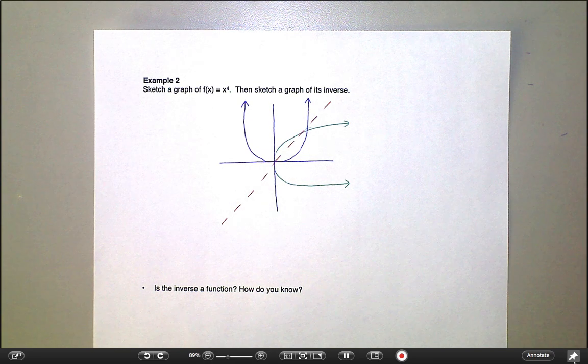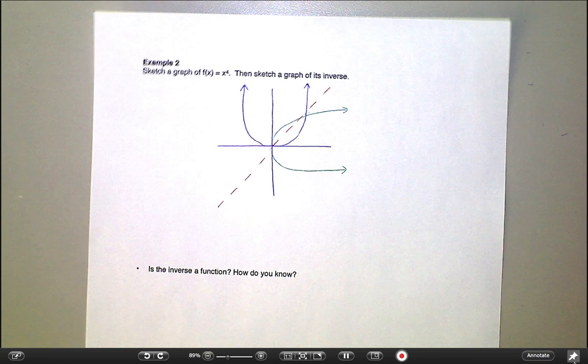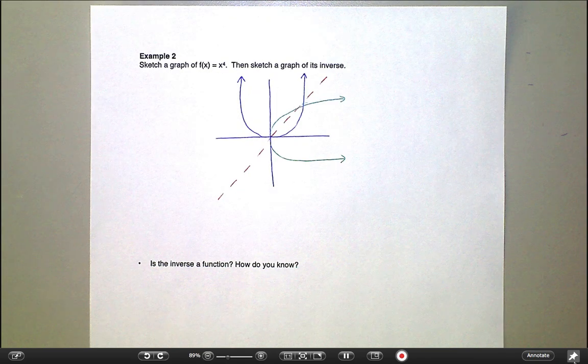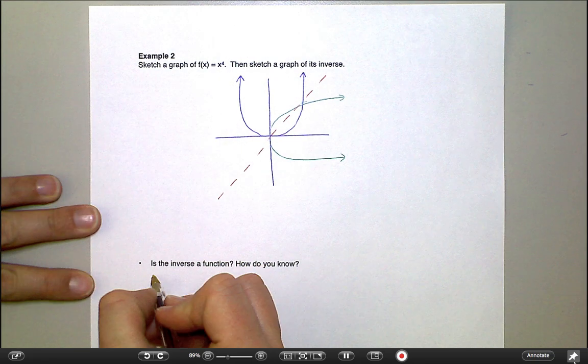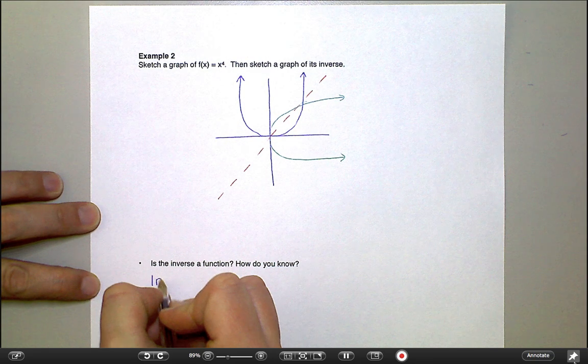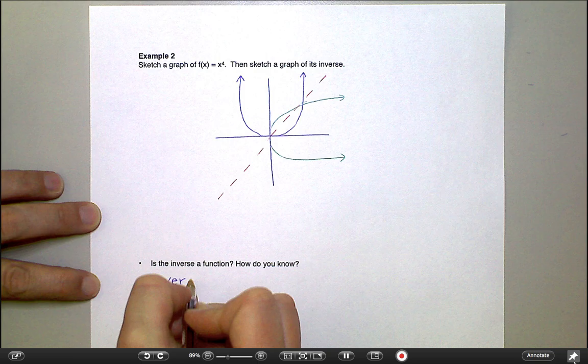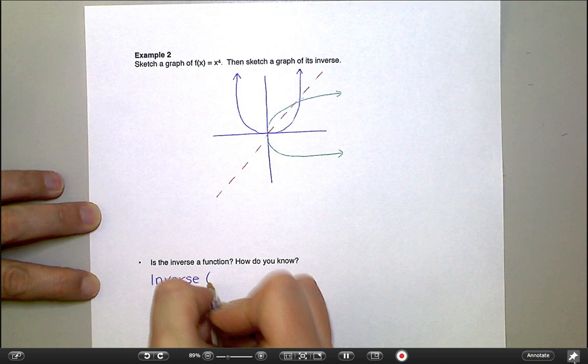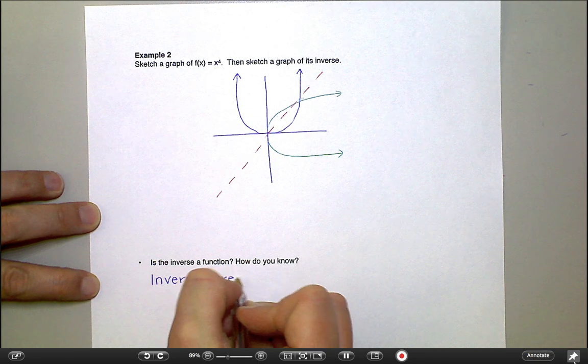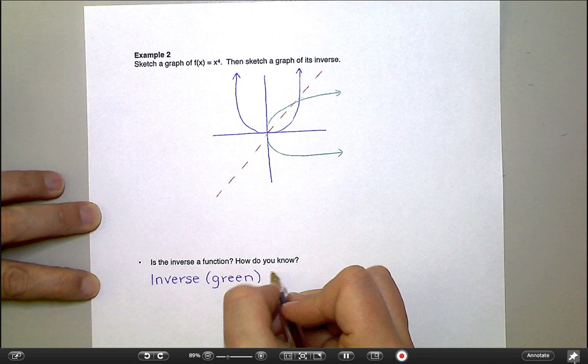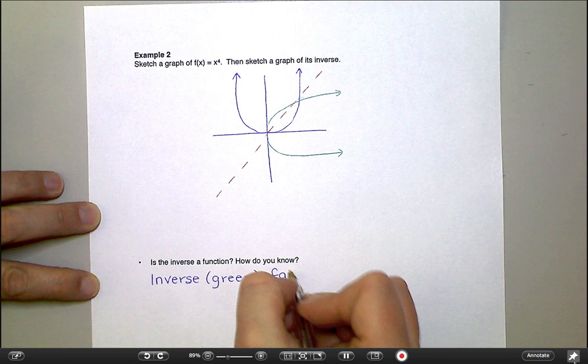Okay, so is the inverse a function, and how do you know? You could answer this two different ways. You could say that the inverse itself, which is the green graph, I don't know if you can tell the colors, but the inverse fails the vertical line test.